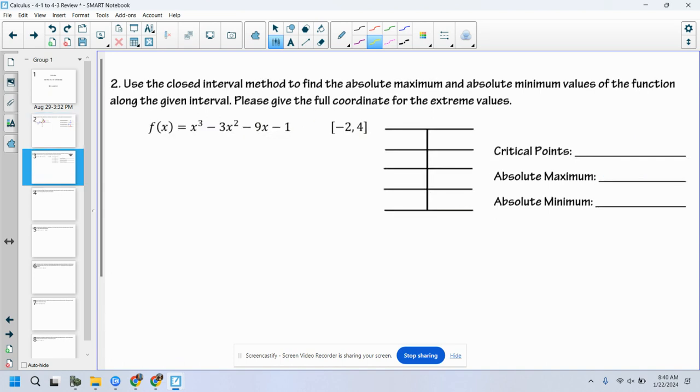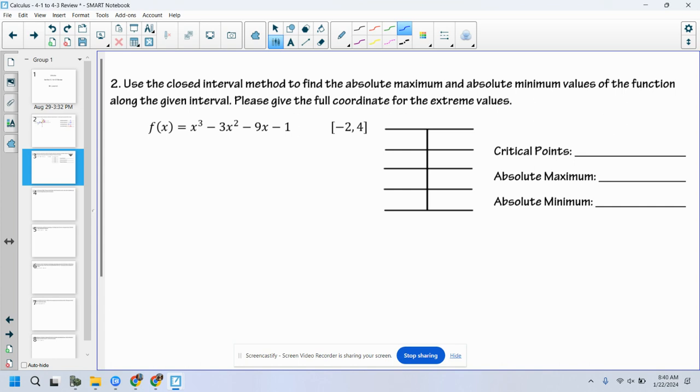All right, use the closed interval method. Remember, the closed interval method is for the cases where you have a closed interval and it's continuous and differentiable inside of that interval. Now, these are all polynomial on here. I guess all of these functions are polynomial, so they're all going to be continuous and differentiable. So perfect.